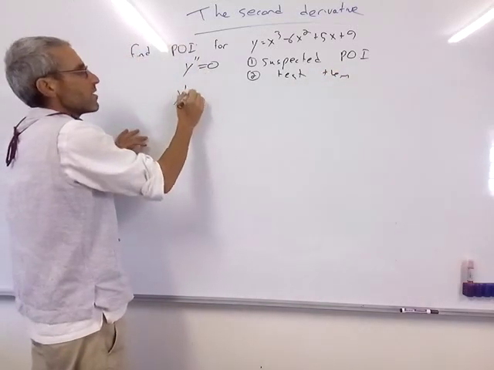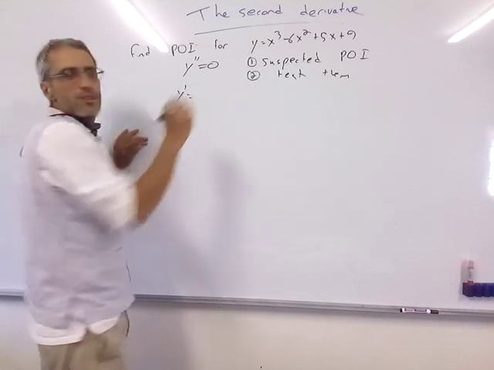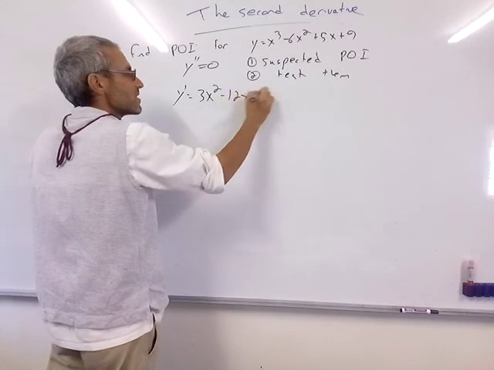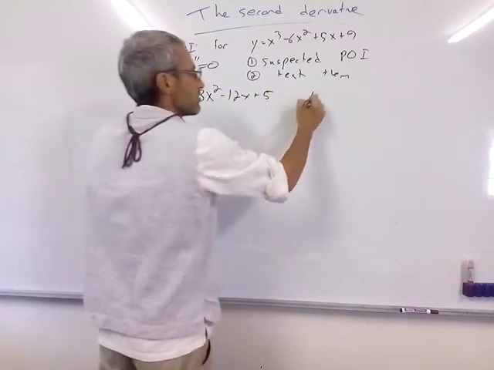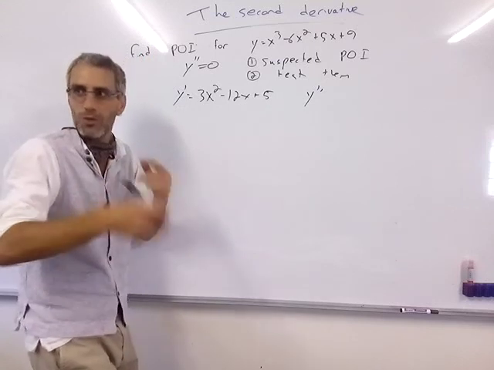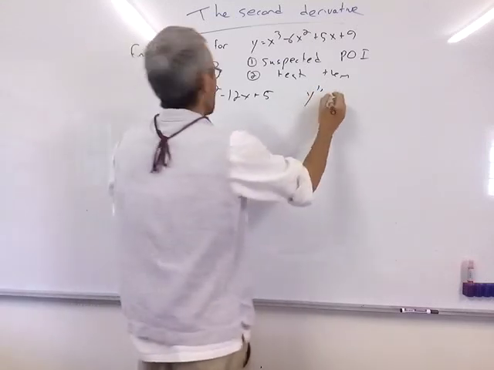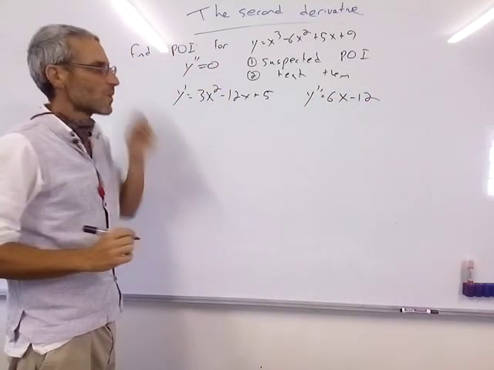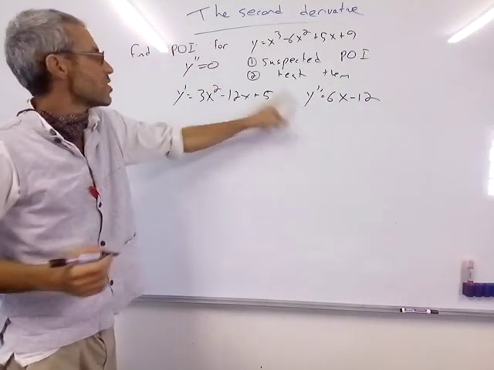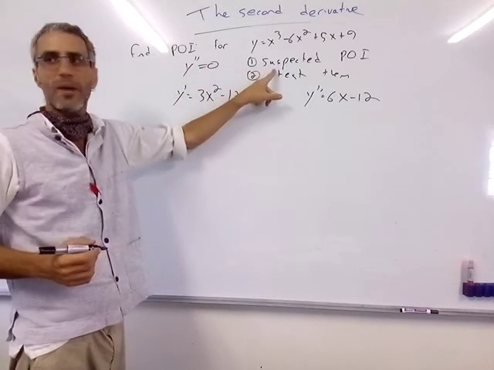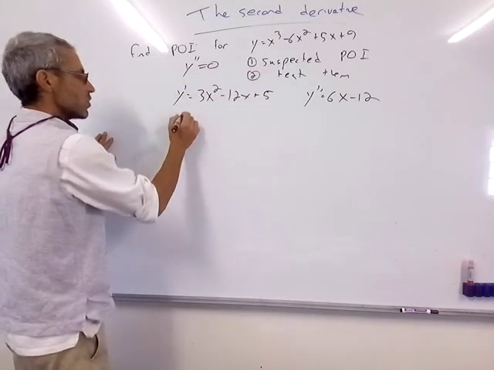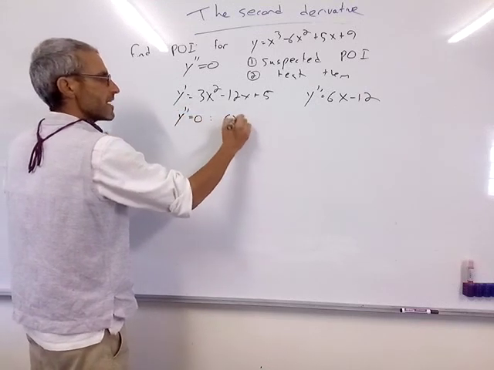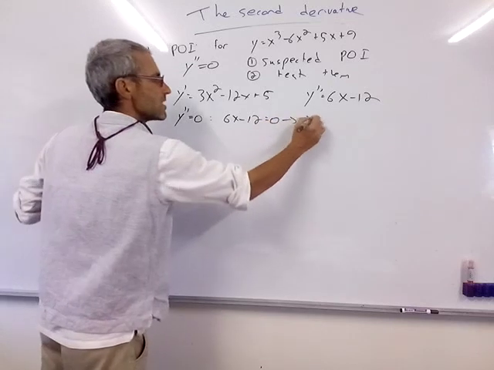First derivative is 3x squared minus 12x plus 5. The good thing with these polynomials is that as we do more and more derivatives, they become easier and easier. Second derivative: 6x minus 12. Correct. So now we know that has to be equal to 0 to find the suspected point of inflection. So when is the second derivative equal to 0? It's when 6x minus 12 equals 0.